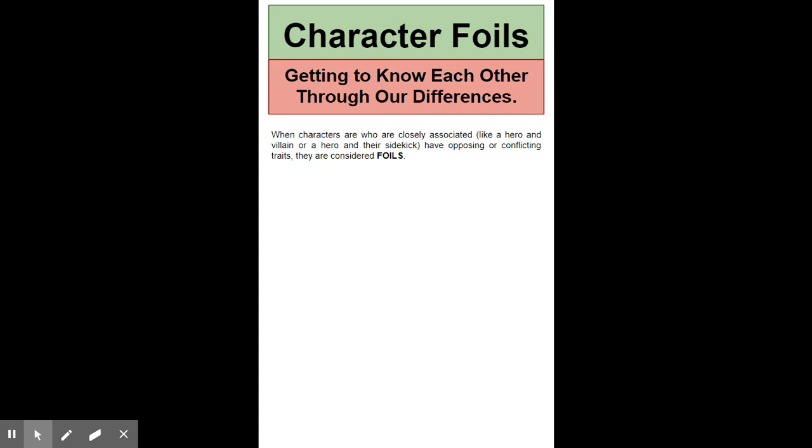So, why do authors use foil characters? What's the purpose? It helps us as the audience pick up on important character traits of each of those characters. They essentially characterize each other because they're so different. So let's look at some popular examples from pop culture.